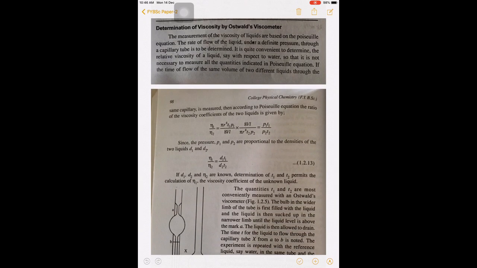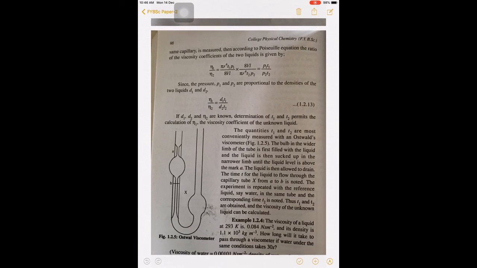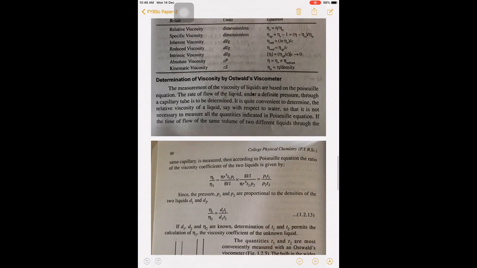Now see here, you can see the graph, you can see this figure. This is the U-shaped Ostwald's viscometer. This is a bulb in which the liquid is flowing from the mark A to mark B, and the time of flow of that liquid is also determined by use of this Ostwald's viscometer. I will explain how the viscosity of the liquid is determined by use of this Ostwald's viscometer.